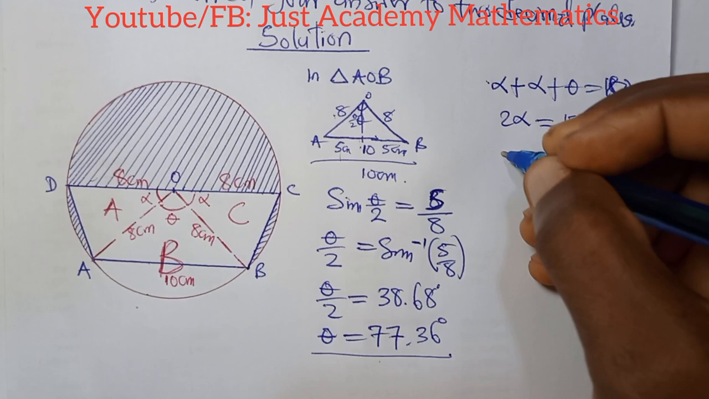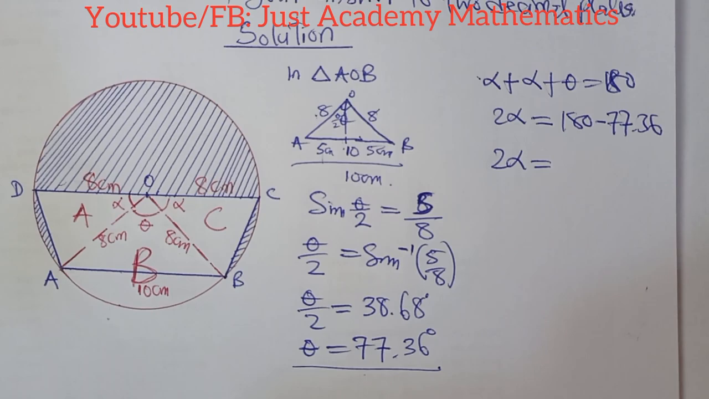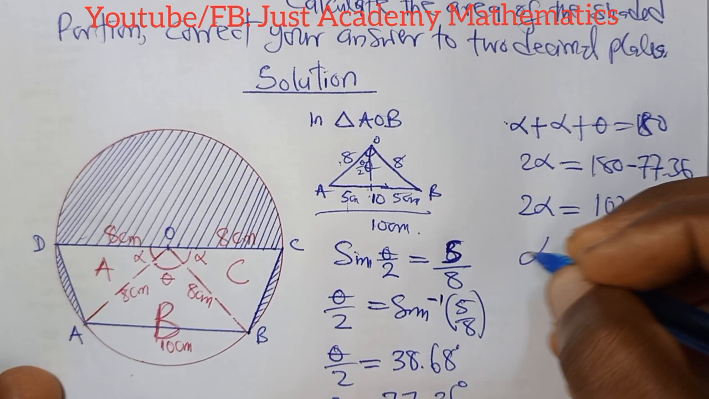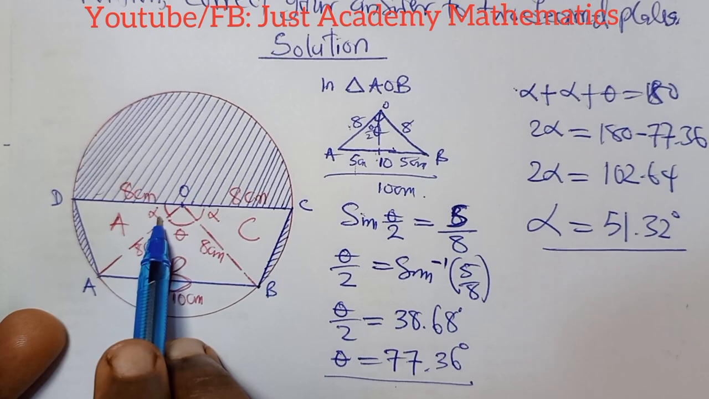What is theta? 77.36. So 2 alpha is equal to 180 minus 77.36, which will give us 102.64. Divided by 2, so what is 1 alpha? So alpha is 51.32 degrees. So each of these angles here is 51.32 degrees.